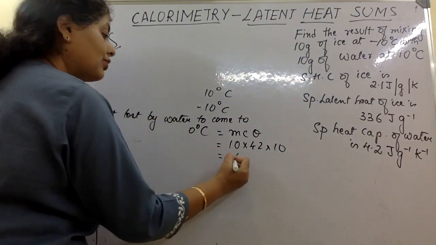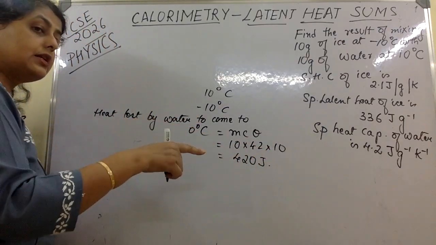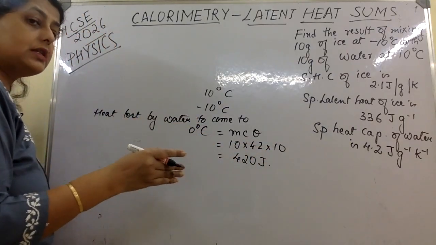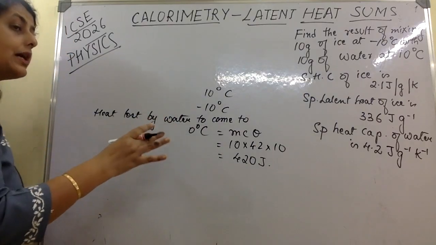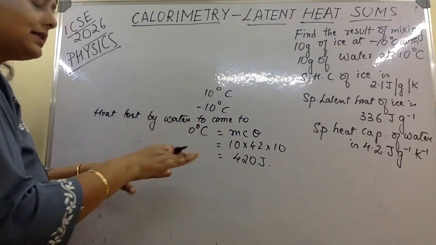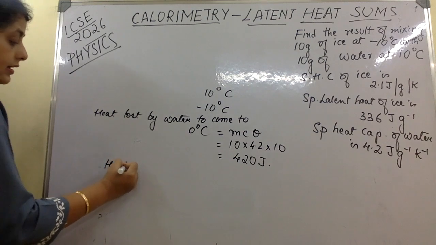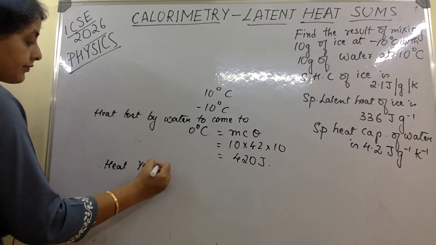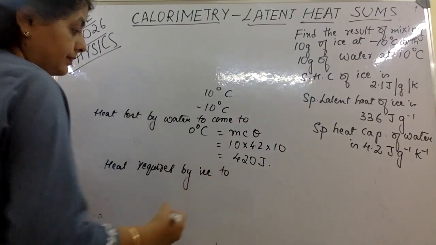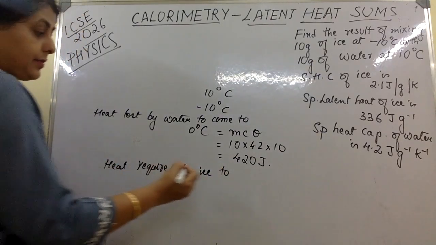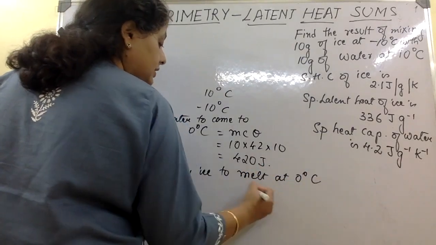Now this much heat, 420 joules, is what the water is ready to give while coming down to 0 degrees centigrade. Let me see how much heat is required for the entire ice to melt and stay as water at 0 degree. Heat required by ice to melt at 0 degree. How much heat is that?